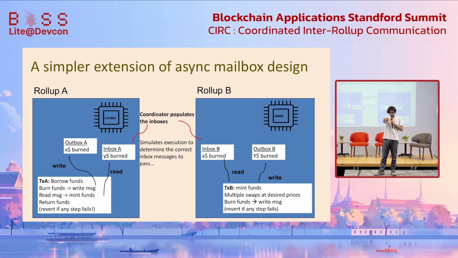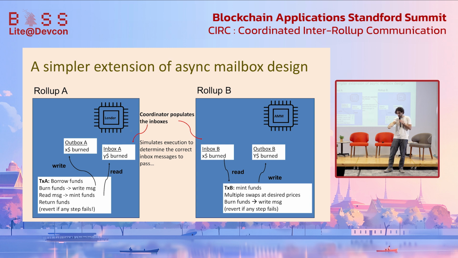Meanwhile, a message is written by the coordinator who's constructing these two blocks at the same time. They're not actually sending messages between them, it's just the coordinator populating the inbox of the other rollup with a message that says, oh, X dollars were burned on rollup A. And meanwhile, transaction A continues executing. It's going to read a message from its inbox that tells it the result of what happened on the other side, that Y dollars were burned, and it's going to then mint funds and return the funds to the lender. Right? So it doesn't ever wait for a response, it just executes these transactions by writing to the outbox and reading from the inbox.